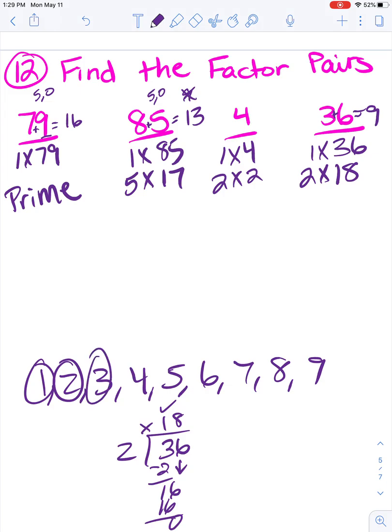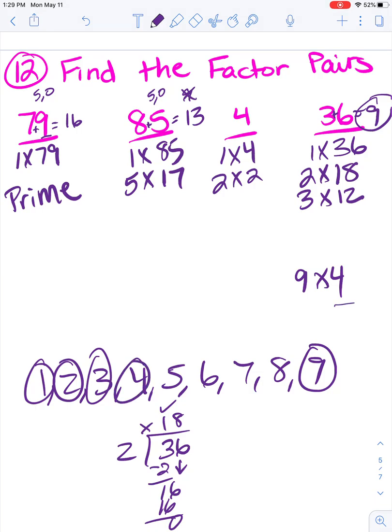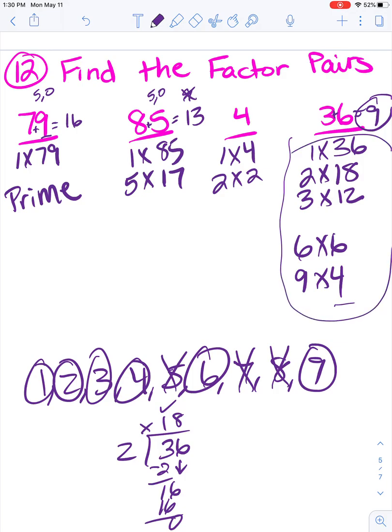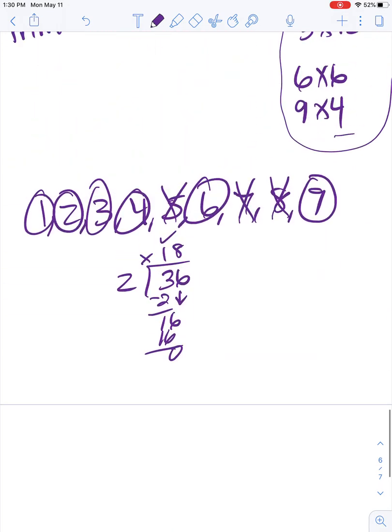Let's try 3's. 3 plus 6 equals 9. 3, 6, 9. It's a multiple of 3, so it goes in. 3 times 12. I also know 9's going to go in, but I'm going to put that down here. 9 times 4 goes in. I know it's 9 because when the digits are added, if it equals 9, it works. Okay, I've already got my 4 there because I just did that. 5's not going to go in because it doesn't end in a 5 or 0. Let's count by 6's. 6, 12, 18, 24, 30, 36. So I know 6 times 6 goes in. Let's count by 7. 7, 14, 21, 28, 35, 42. No. Try 8's. 8, 16, 24, 32, 40. Nope. So we have these for our factor pairs.